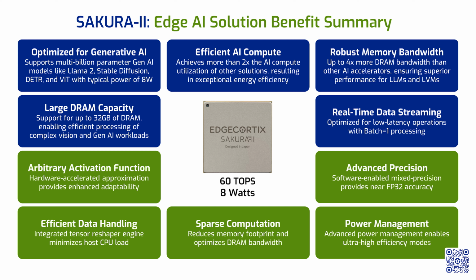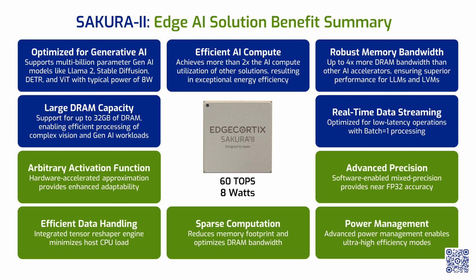SAKURA-II also provides highly efficient AI compute, achieving more than 2 times the AI compute utilization of other solutions, resulting in exceptional energy efficiency. With its enhanced DRAM bandwidth, SAKURA-II has up to 4 times more bandwidth than competing AI accelerators, ensuring superior performance for LLMs and LVMs. In addition, SAKURA-II has robust memory bandwidth and capacity of up to 32 gigabytes of 64-bit low-power DDR4X per device, enabling efficient processing of complex vision and generative AI workloads.